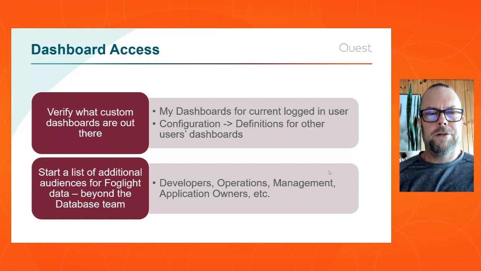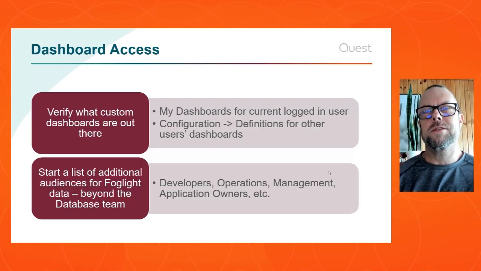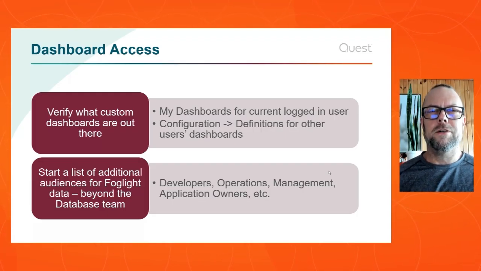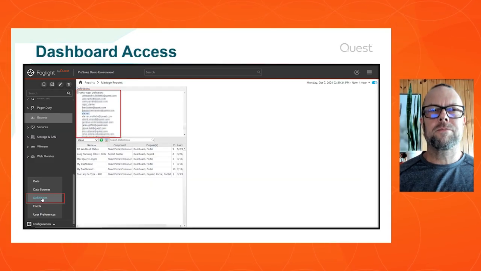As you get more familiar with Foglight and the users, you can start looking at additional audiences for dashboard and report access. So maybe a developer needs some access to SQL execution, which is a perfect use case for query insights. Maybe there's an operations team that just needs an alarm list or a green light, red light type dashboard. So that's all future tasks you can look at.